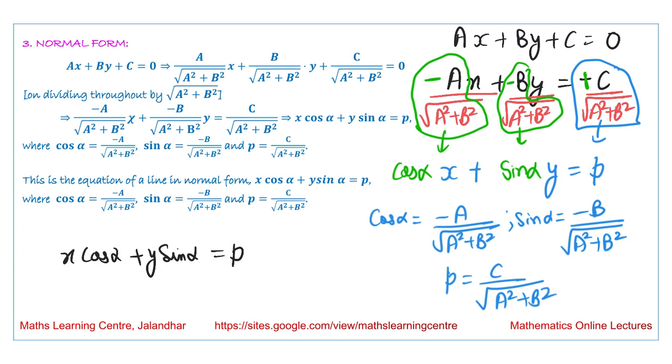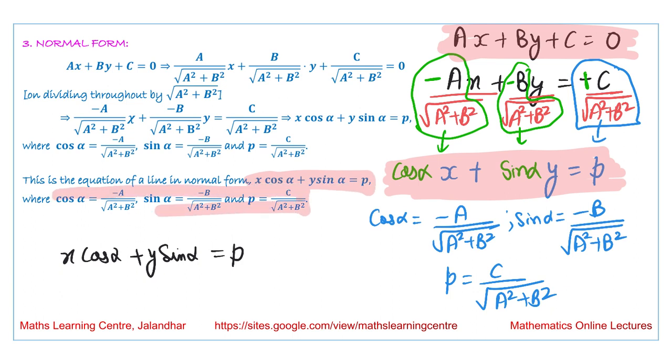And we are saying that this given equation ax plus by is equal to c, if we use these substitutions, this equation will reduce to the normal form, that is cos alpha x plus sin alpha y is equal to p. So this thing is mentioned over here.